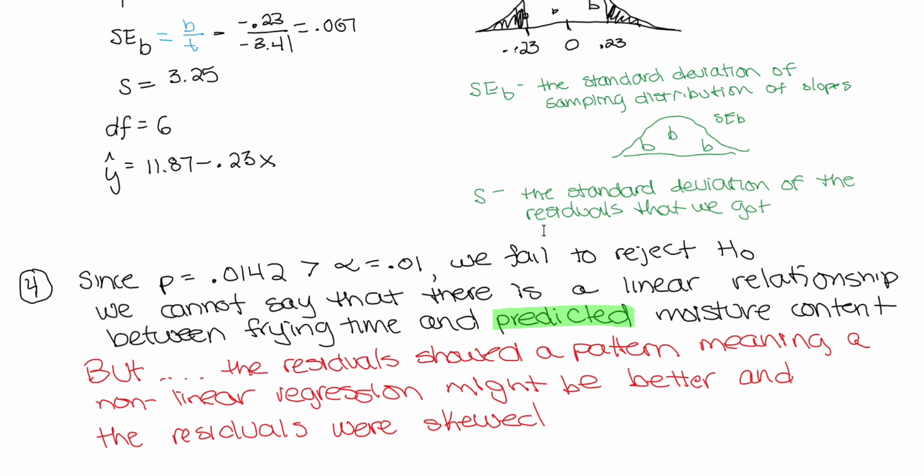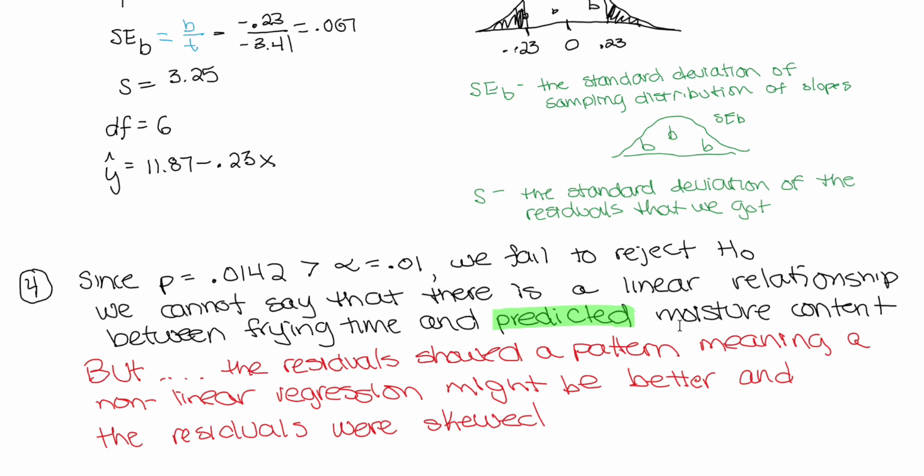We failed to reject the null hypothesis, meaning we cannot say that there is a linear relationship between frying time and predicted. That's a key word. Don't forget to say it in your conclusion. Because we're using LSRL, remember from Unit 2, whenever we are dealing with that type of graph, we always have to use this keyword, predicted. Predicted, predicted, predicted. Repeat it for yourself 3 times.